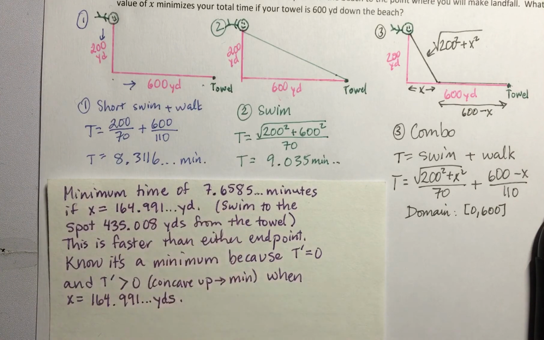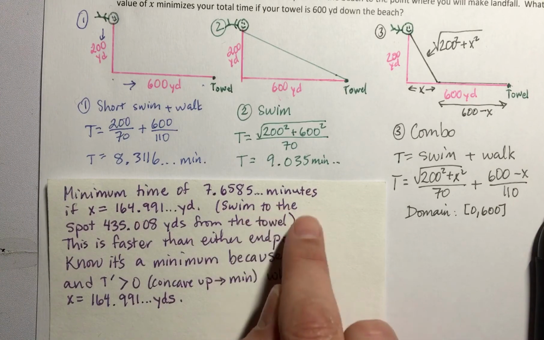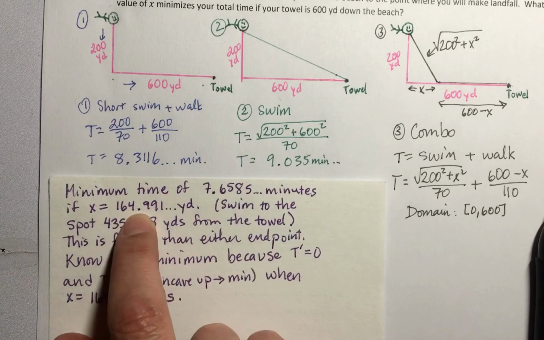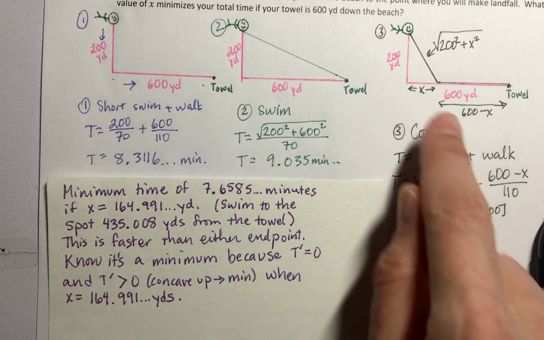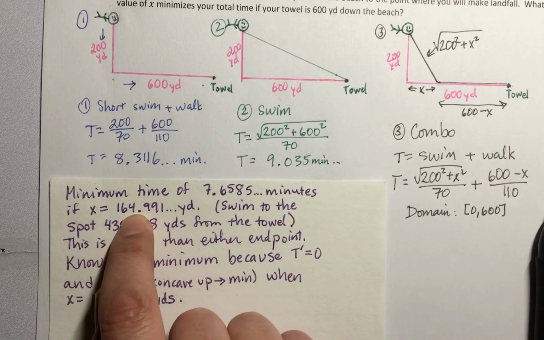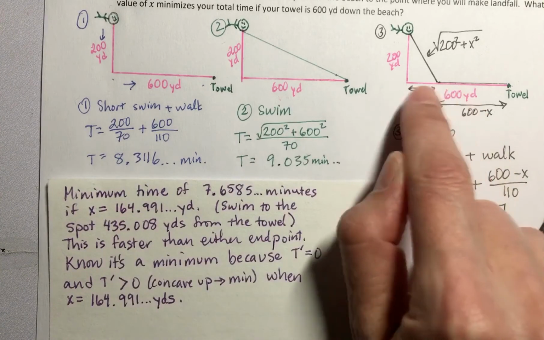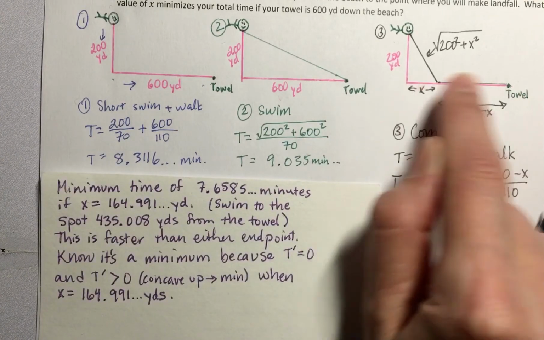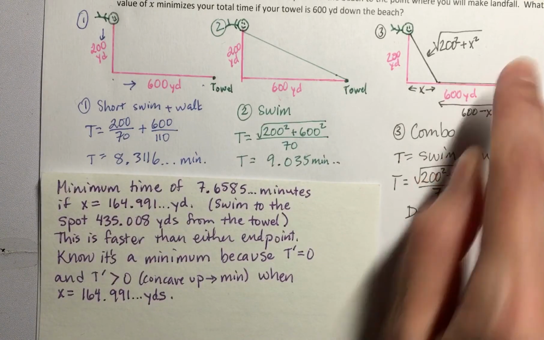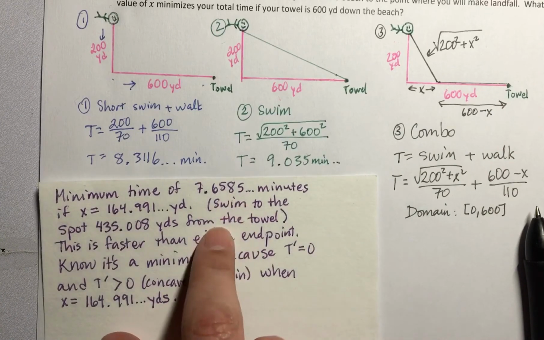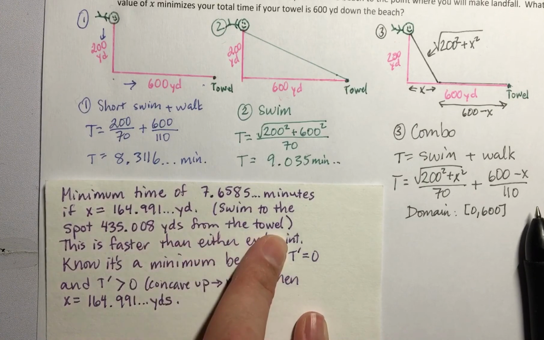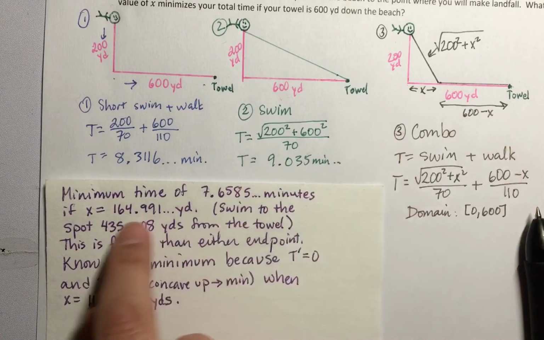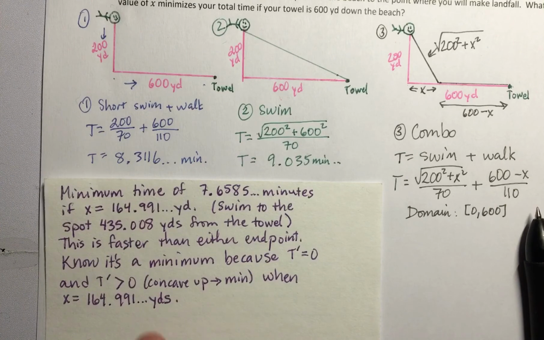Minimum time of 7.6585 minutes if x is 164.991 yards. And then here's what I did to make it so it's really clear, because that 165, I'm going to round for the sake of speaking. It's hard to know if that 165 is the swimming or the walking distance. So I wrote this extra sentence of swim to the spot 435.008 yards from the towel, which is the 600 minus my x. And then I also said this is faster than either endpoint.